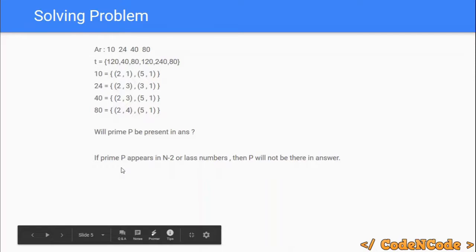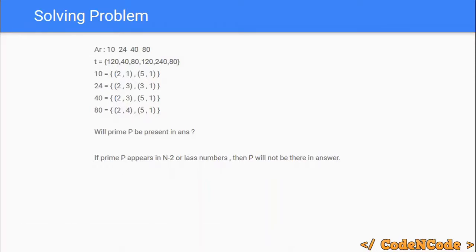So now we know how to find whether prime P is present in the answer or not. For 2 we know it is appearing n times, so 2 will be there in the answer. 5 is appearing n minus 1 times, or in n minus 1 numbers, so 5 will be there in the answer as well. But 3 is appearing less than or equal to n minus 2 times, that is why 3 will not be there in the answer. So that is why the answer, which is 40, contains only primes 2 and 5. Fair enough.